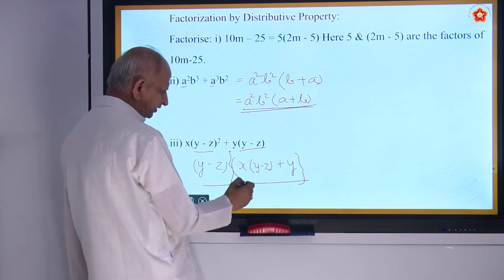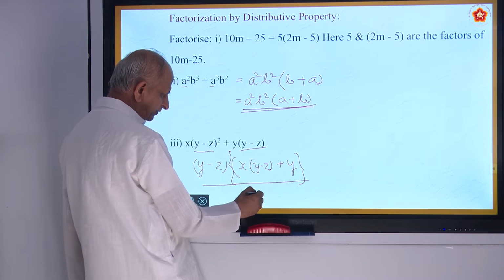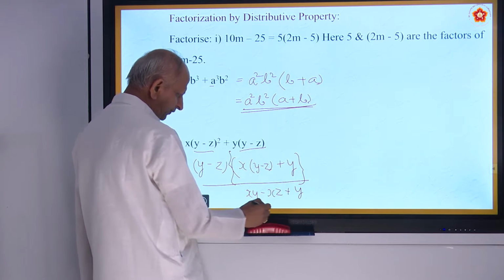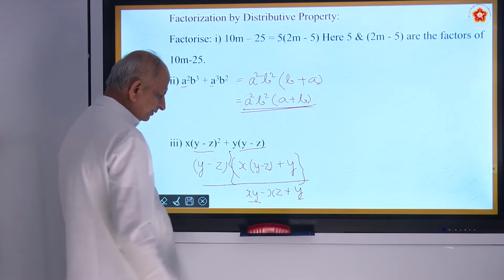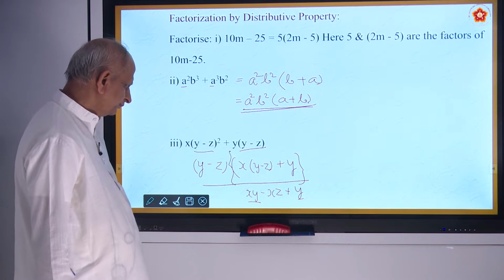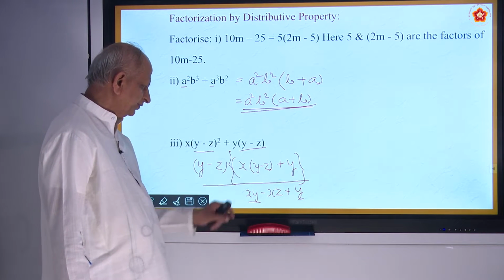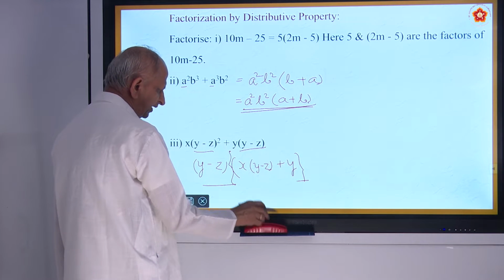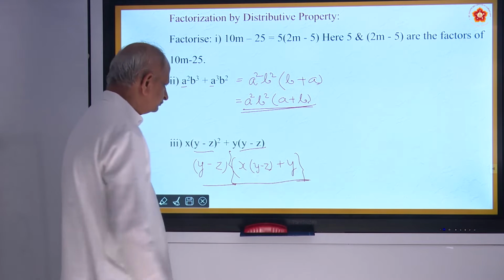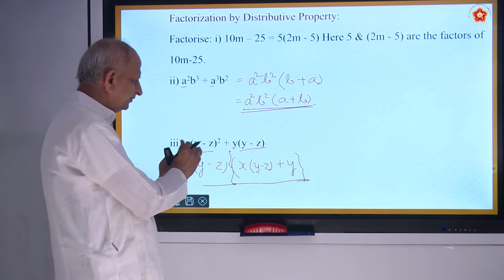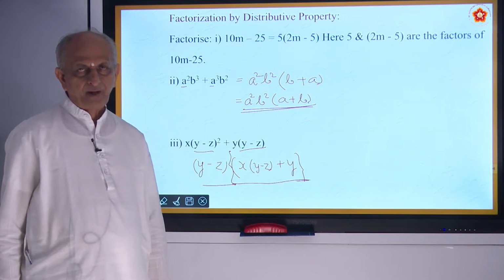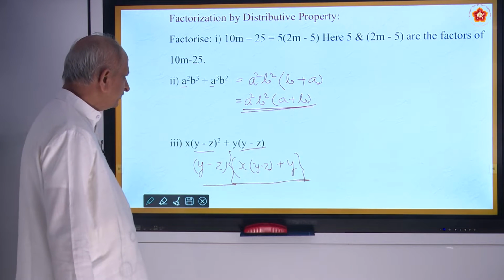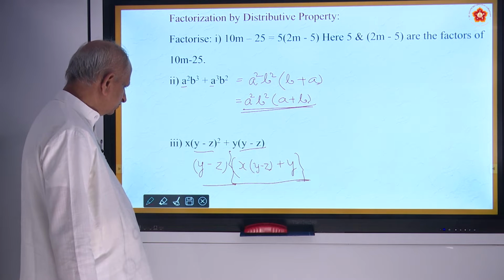Okay, so one more step you can do is xy here minus xz here plus y here. Here what is common? Y is common. Okay, that's also same. Don't worry. So these are called factors. You must express in terms of two products, A into B, like that you must write. So this is a third problem. Note it down.